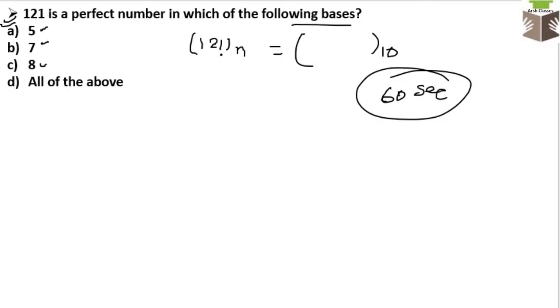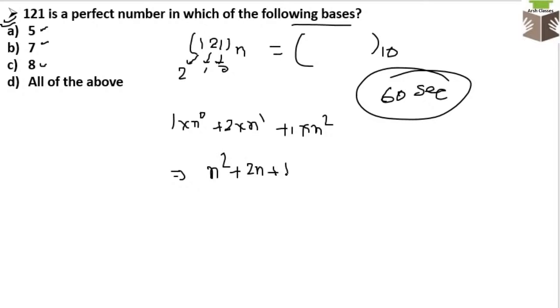So we know how we convert. Here the power will be 0, here the power will be 1, and here the power will be 2. So this is 1 into n to the power 0 plus 2 into n to the power 1 plus 1 into n to the power 2. Now this becomes n square plus 2 times n plus 1. And you know, guys, that n square plus 2n plus 1 is nothing but a perfect square: n plus 1 whole square.